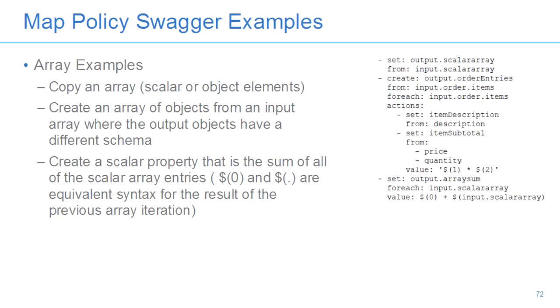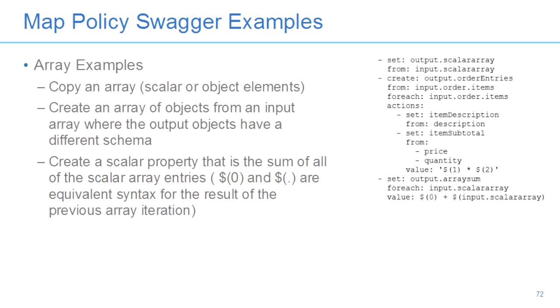Here are some array examples. You can just copy an array straight across, whether that array has scalar elements or object elements, it doesn't matter. I'm just going to copy from an input array and copy to the output array. And the output array could be called the same name. It can be called whatever you want it to be.